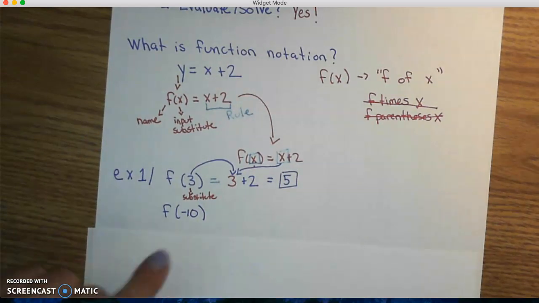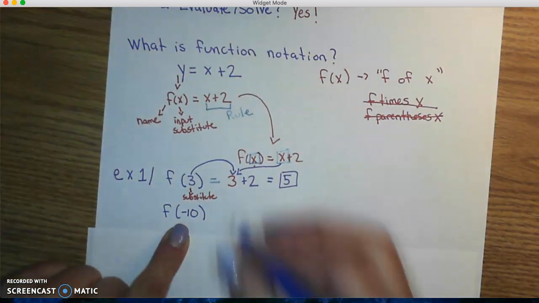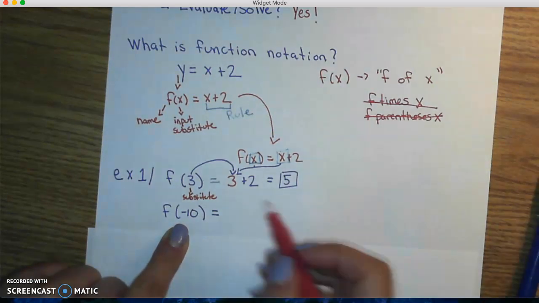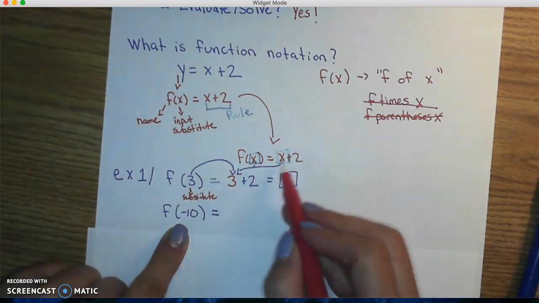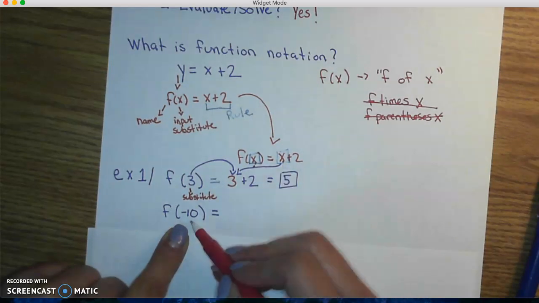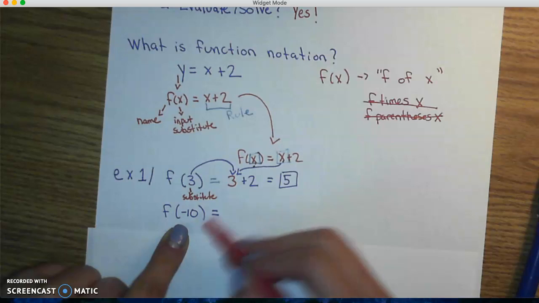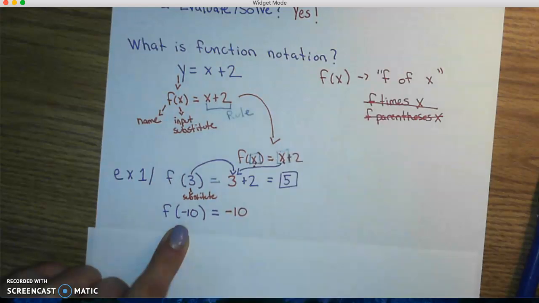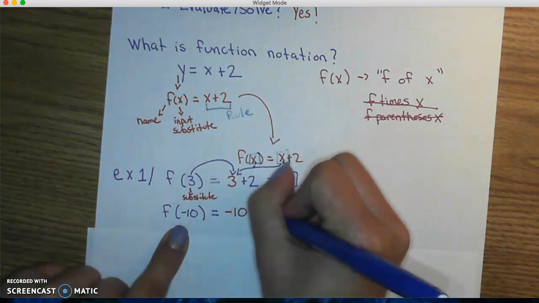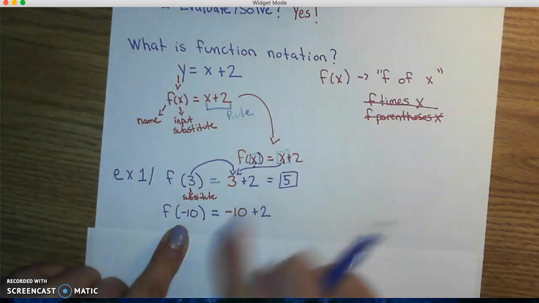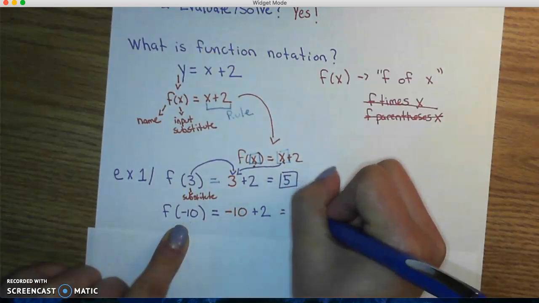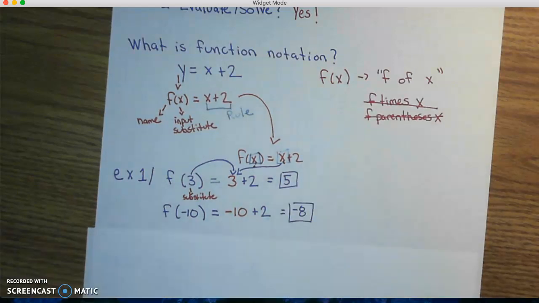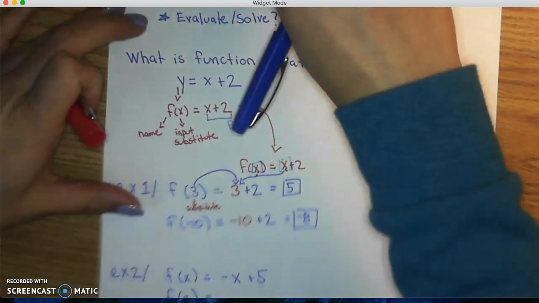Let's try another. F of negative 10 equals. All right. My rule is x and x, but this time it's not x, it's negative 10. So instead of x, I need to write negative 10 plus 2, because I just have plus 2. Negative 10 plus 2 is negative 8. Done. Let's try a new rule. Let's see if we can practice this with a new rule.